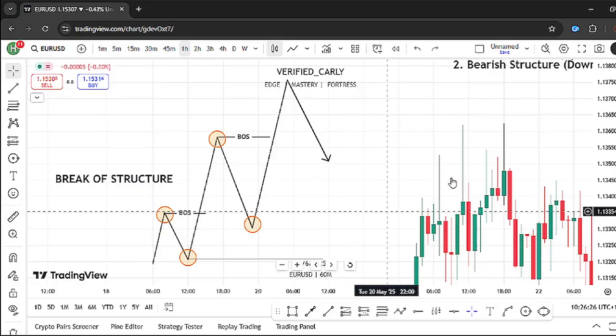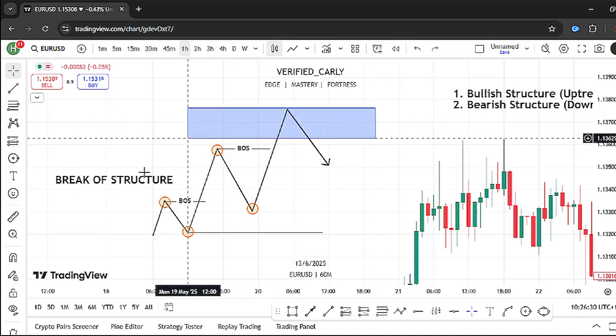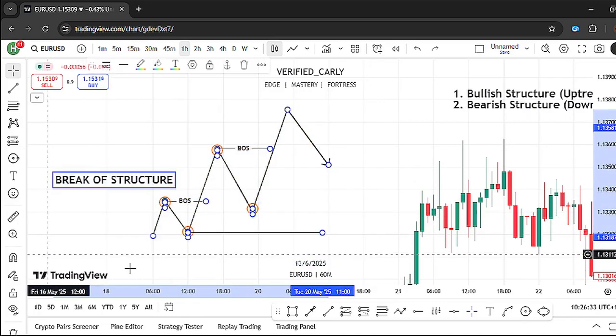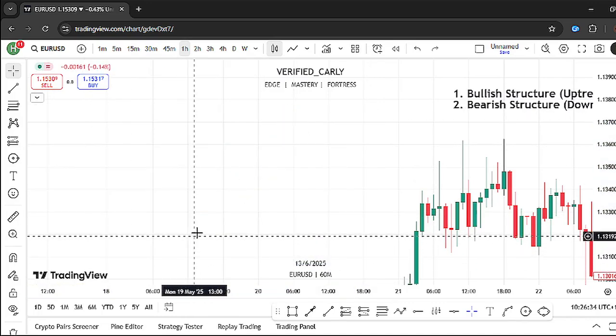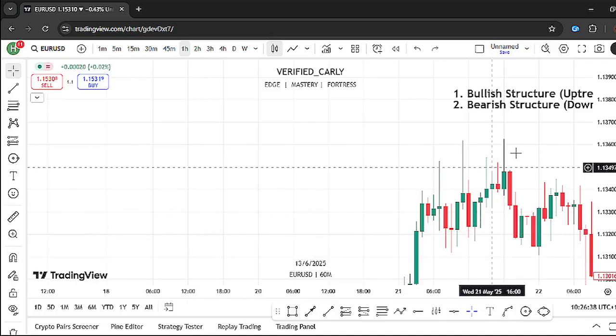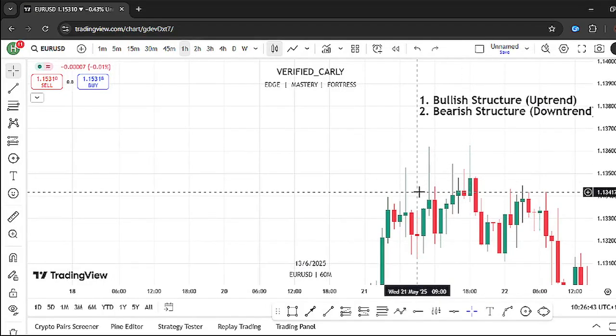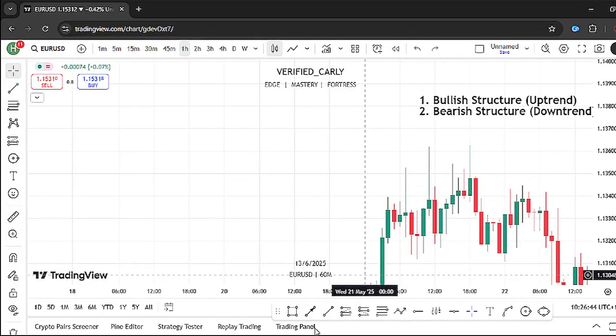So let's talk about bearish structure. Let me clean this real quick. Bearish structure, which is also called a downtrend, is when price is making lower lows and lower highs. Let me show you an example of bearish structure.